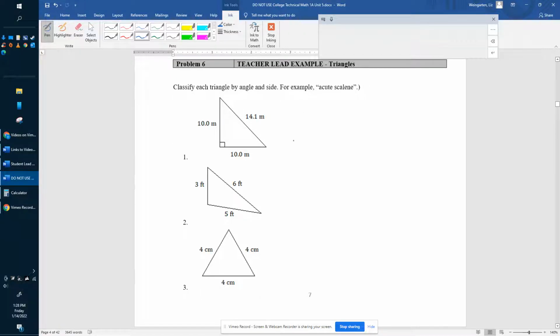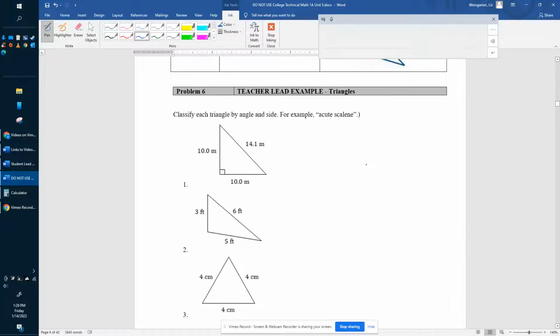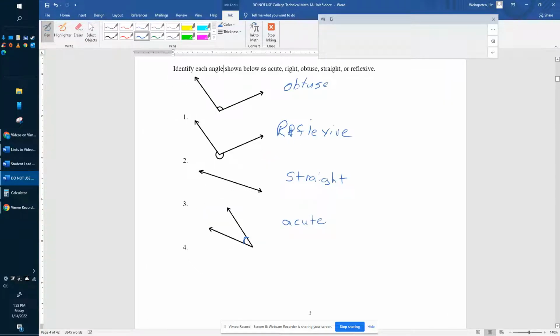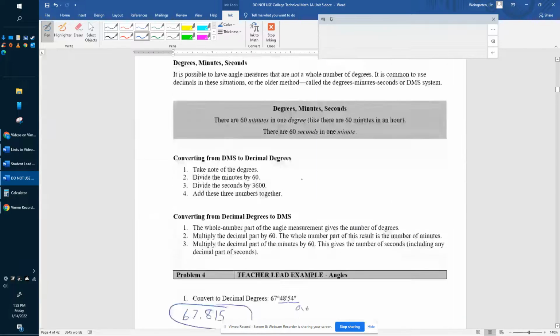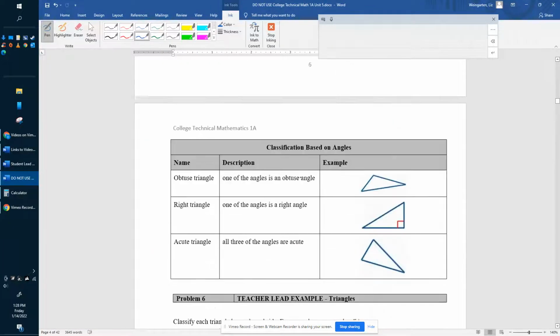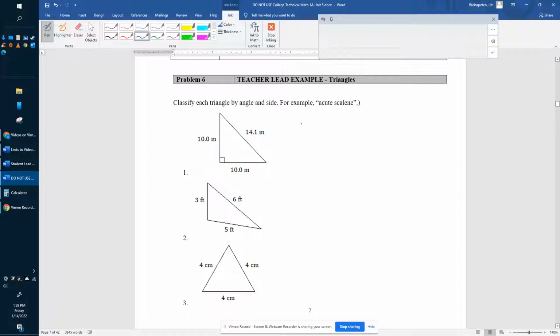So let's classify each triangle by its side and its angles. So let's see. We have a right angle, so it's a right triangle. Now let's look at the sides. We have 14.1 meters, 10 meters, and 10 meters. So two sides are equal. That makes this a right isosceles triangle.